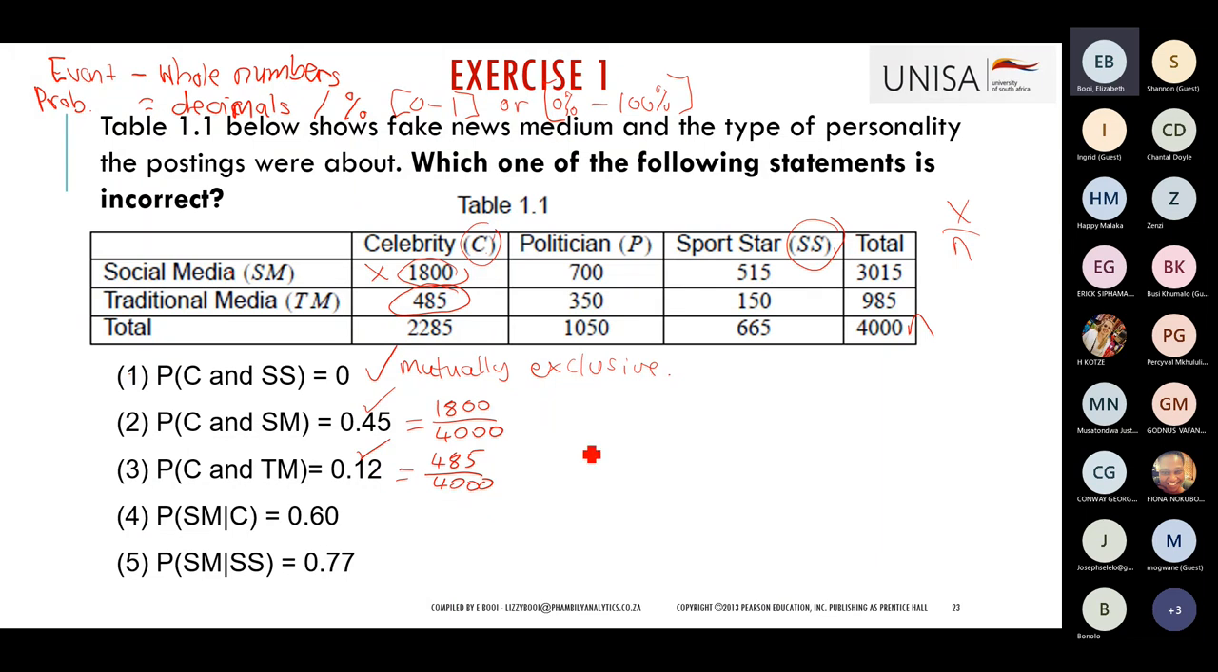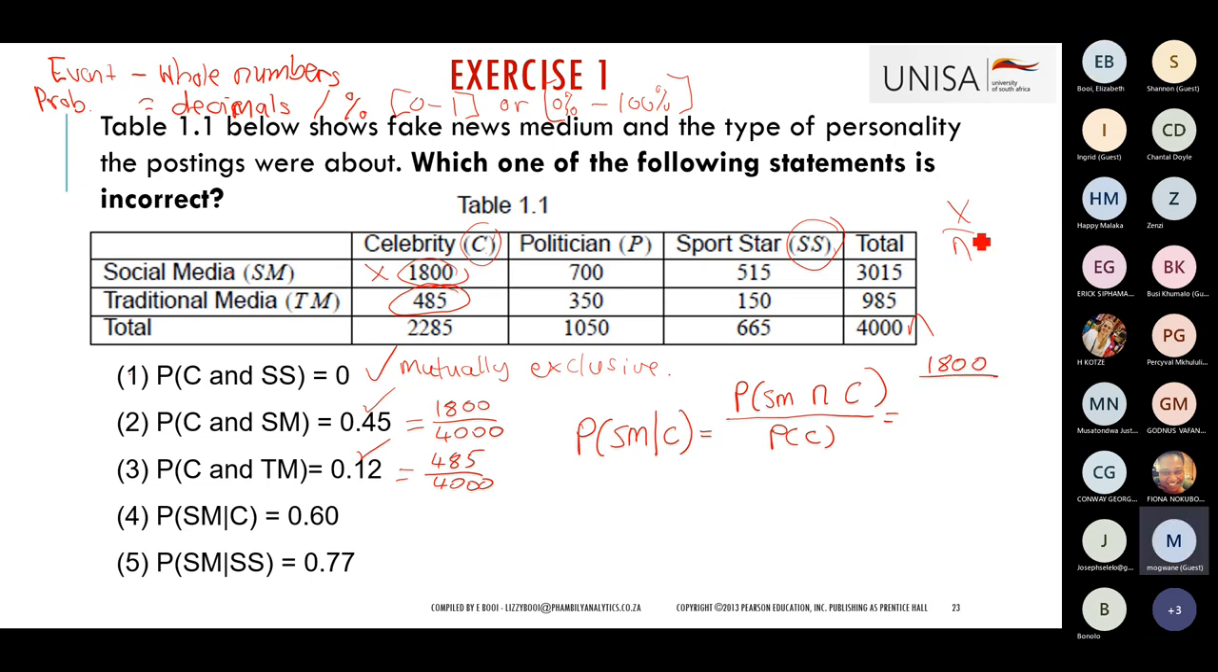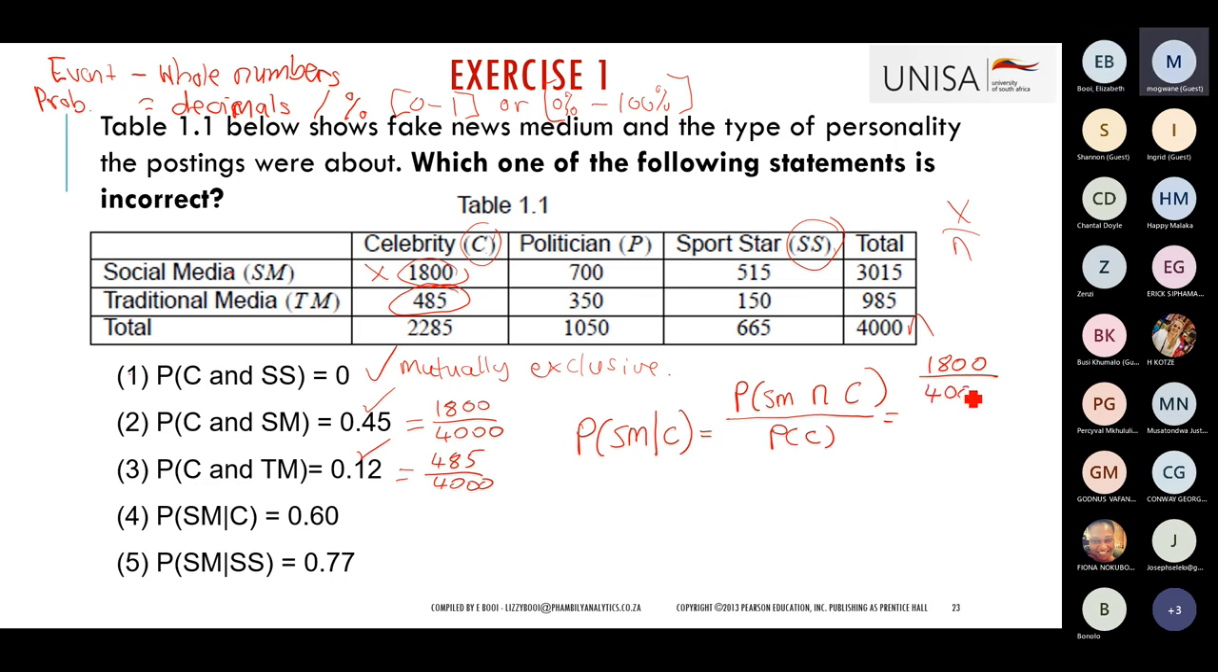So we need to find the probability of SM given that C has already happened. So we are asked to find the probability of SM given that C has already happened, and we know that is given by the probability of a joint event of both of them, SM and C, divided by the probability of the given, which is C. So what is the joint probability of SM and C? SM and C is 1,800. Remember always, divide by the grand total, which is 4,000. Divide by the probability of C. C is A. That is our X.